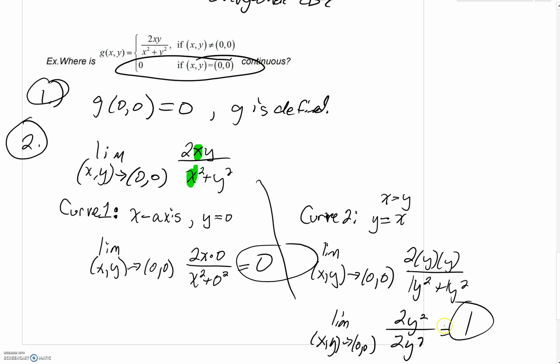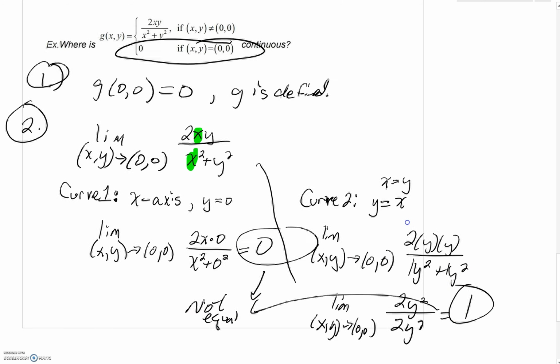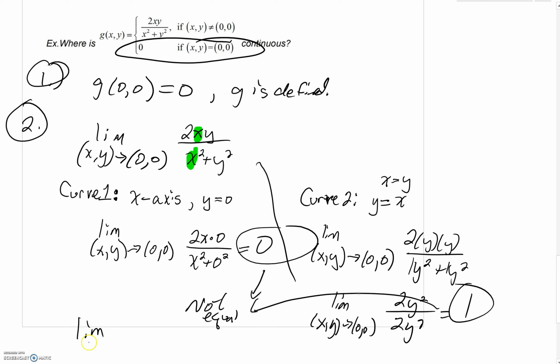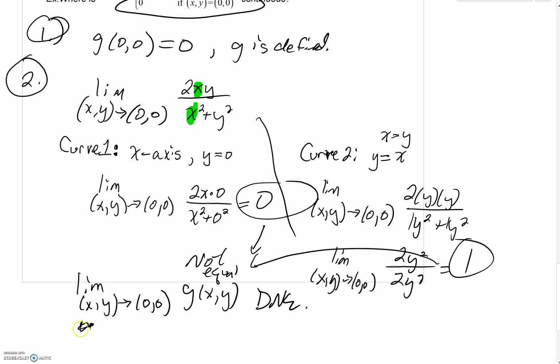But these things are different. They're not equal. And what does that tell you? It tells you that your limit does not exist. And that means that we can say, therefore, G is not continuous at that point.